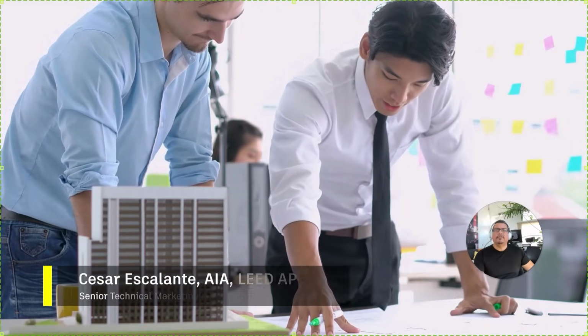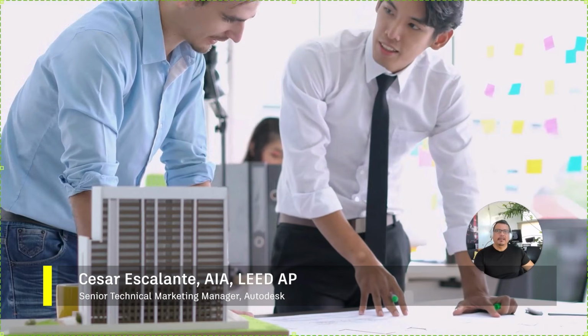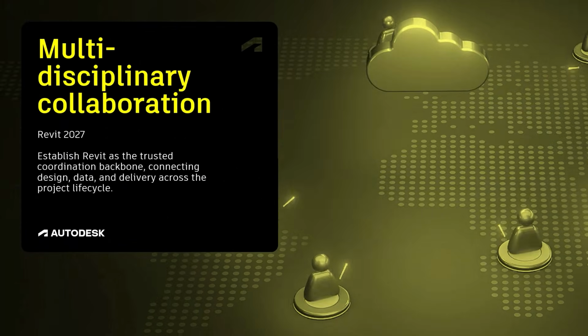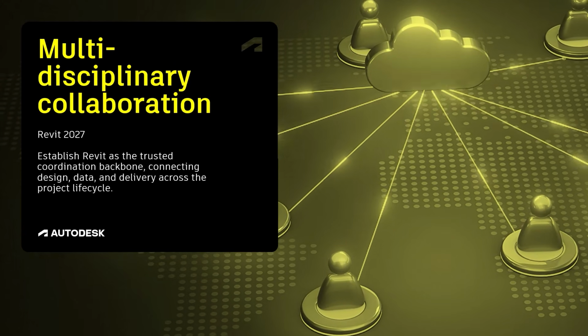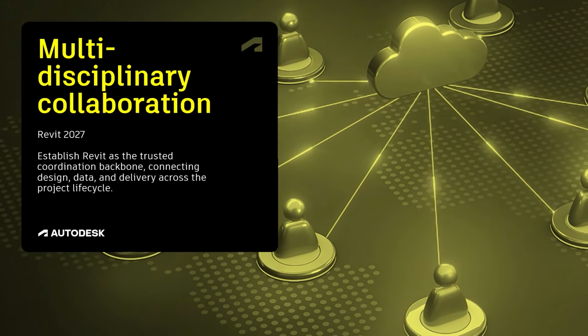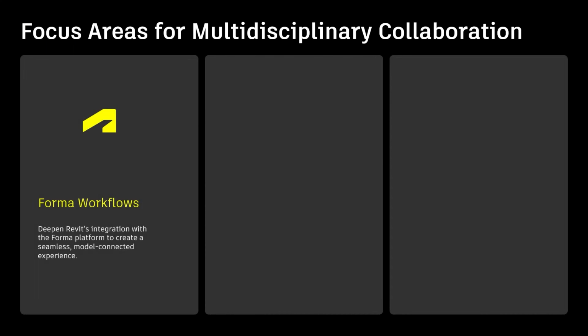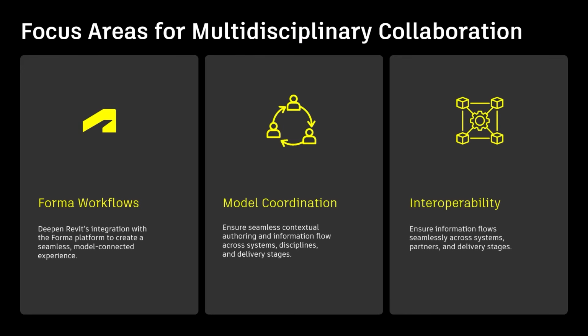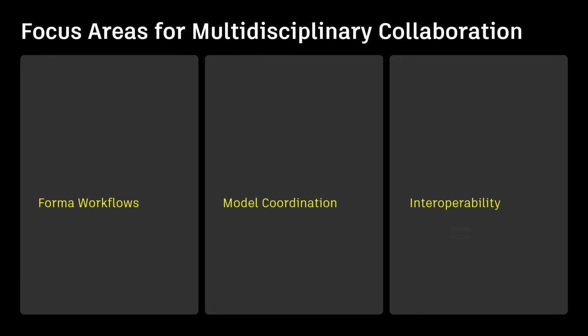Multidisciplinary coordination is often fragmented across disconnected models, inconsistent data, and siloed workflows. Revit 2027 reshapes how you coordinate across disciplines as project complexity continues to increase. This release prioritizes integration with Forma workflows, model coordination, and open interoperability.